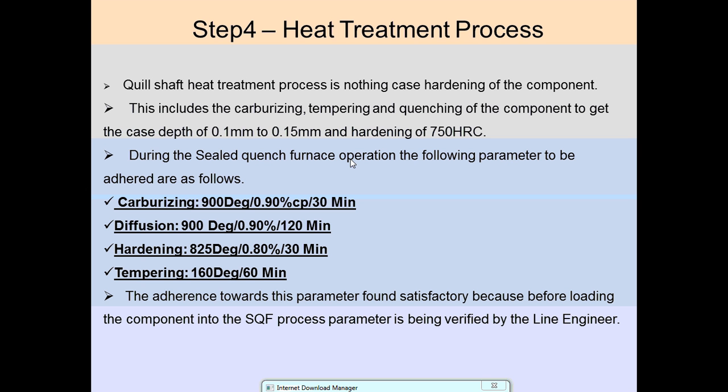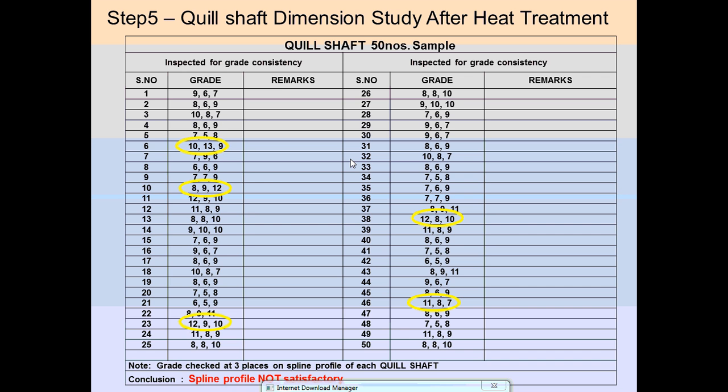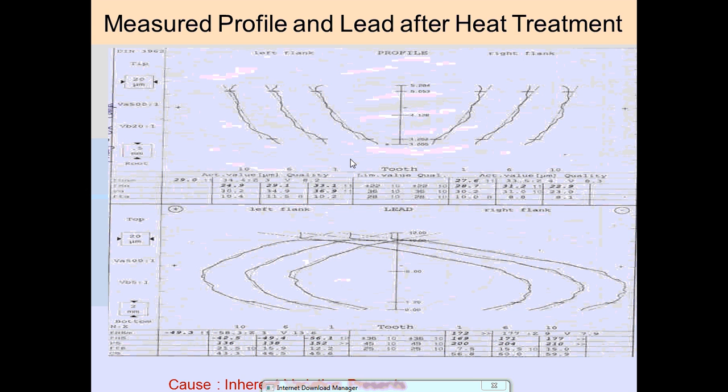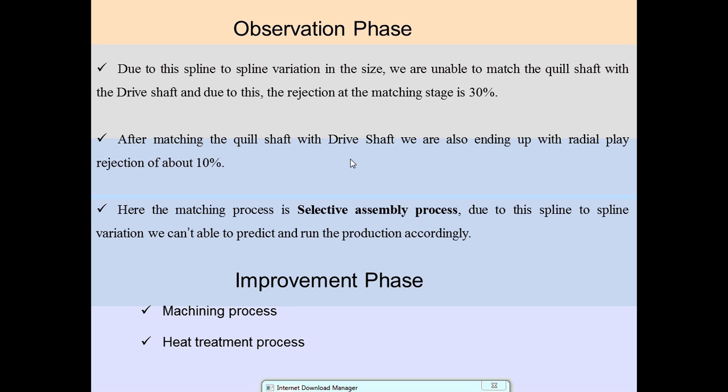In carburizing, diffusion, hardening and tempering, actually in that process our temperature is fixed: 900 degrees for carburizing, 900 degrees for diffusion, 825 degrees for hardening, like that. Spline profile and lead in the flank. This is the rough diagram of the heat treatment we are going to take.